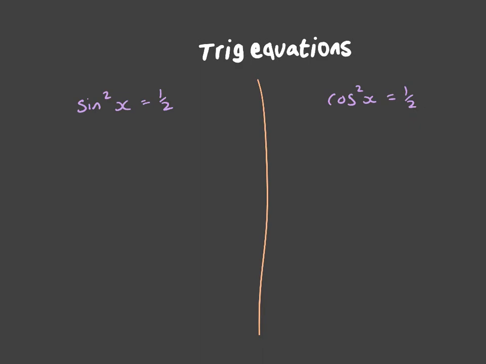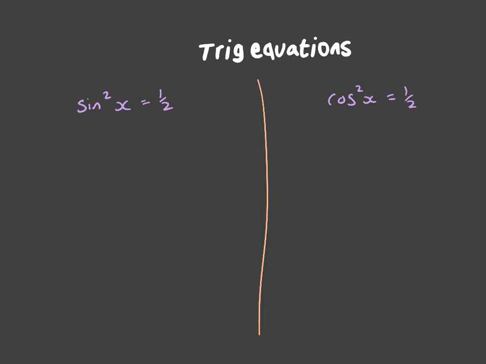All right, yeah, good question. I know you've all been thinking, oh, but what about a square? What happens if I've got sine square x is equal to a half, or cos square x is equal to a half? So what do we do? What's the process? Well, it's exactly the same.